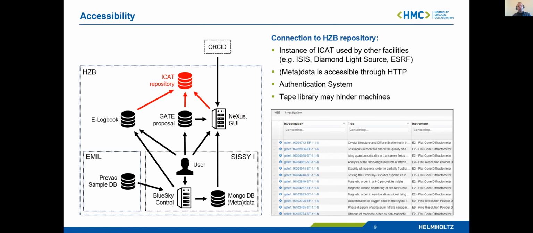To make the data now accessible, we make connections from the electronic logbook, the proposal system, the HZB, and the Nexus files to the HZB repository, which is an instance of ICAT. This software is also used by other facilities. Here the information becomes accessible through a web interface using the HTTP protocol. It also supports an authentication system.